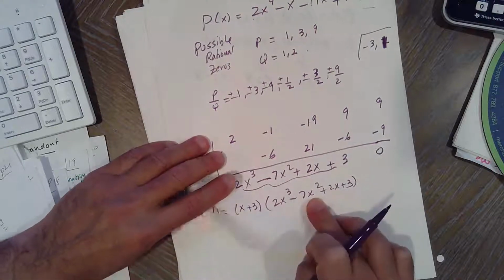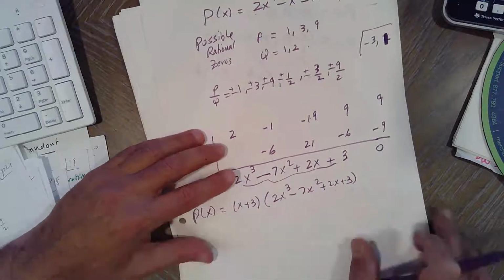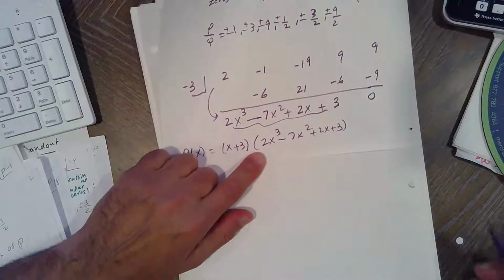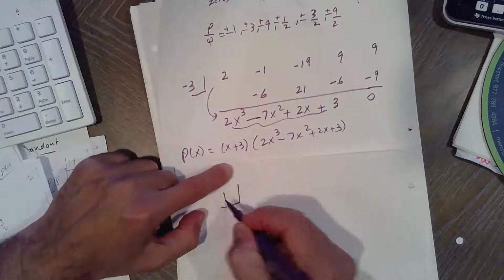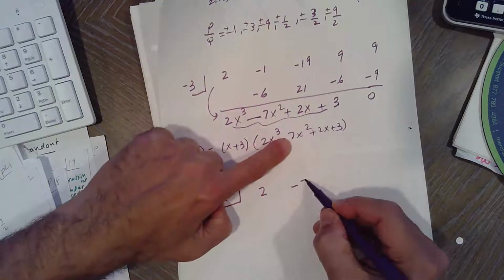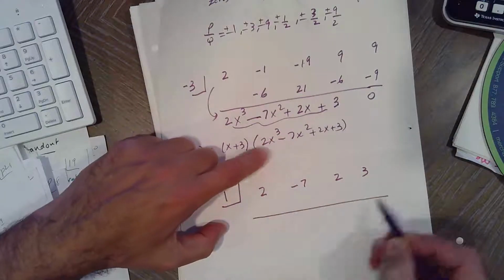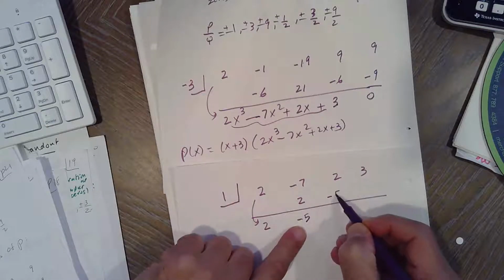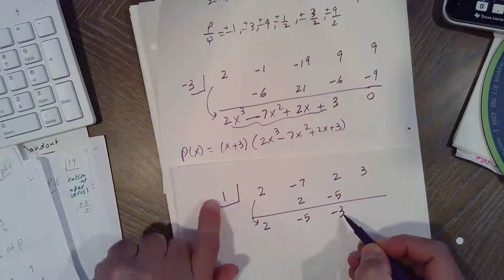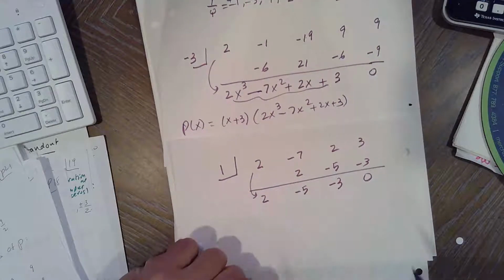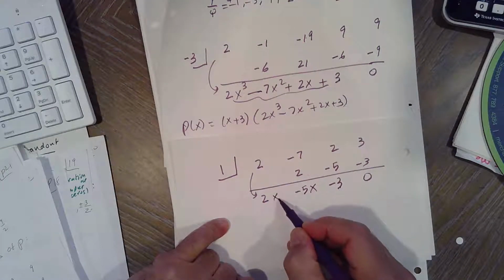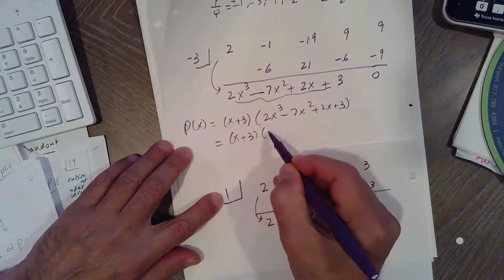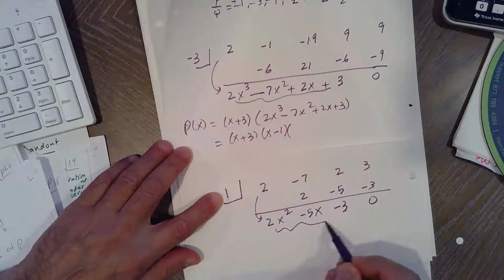Well, this is neither quadratic nor easily factorable, so we're going to do synthetic division again. We already tried negative 3, so now we're going to try 1: 2, negative 7, 2, 3. Drop the 2, 1 times 2 is 2, negative 5, 1 times negative 5, negative 5 plus 2 is negative 3, a remainder of 0. So that's constant, x, x squared. Since 1 is a 0, then x minus 1 is a factor, and there's the other factor.